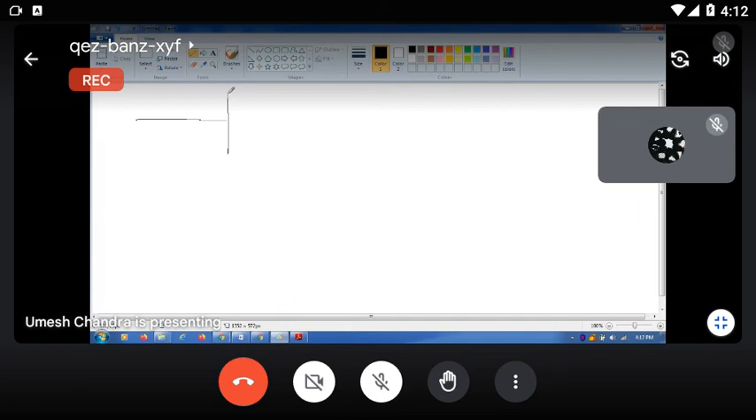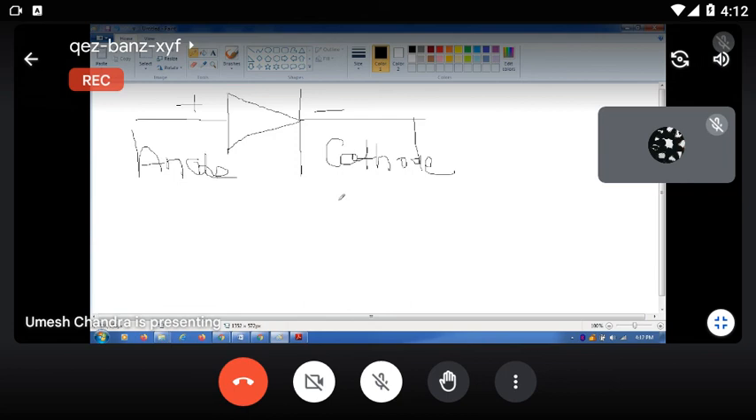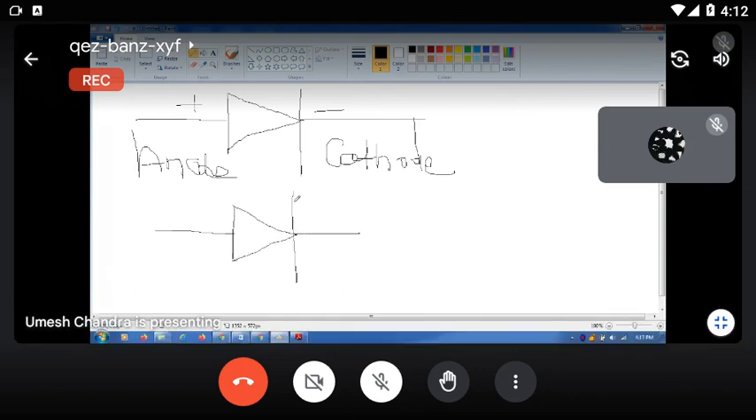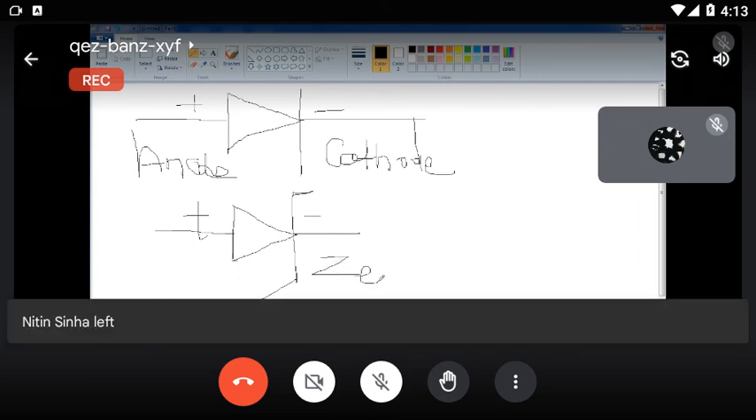And this is the symbol of PN junction diode. Positive and negative. This is the cathode. This side is the anode. Then another is a Zener. The Zener symbol is the same, but here just this side is positive, this side is negative. This is Zener.